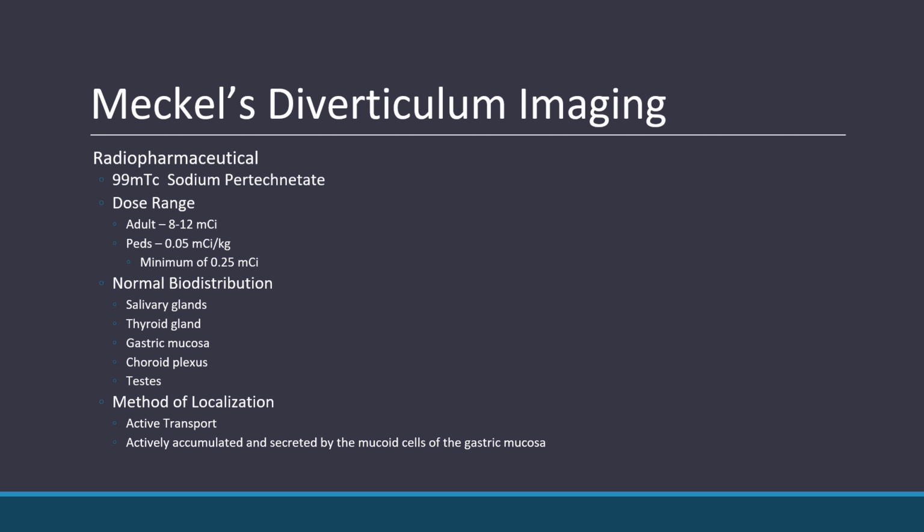And the method of localization for the Meckel's is active transport. This is because the sodium pertechnetate is actively accumulated and secreted by the mucoid cells of the gastric mucosa.